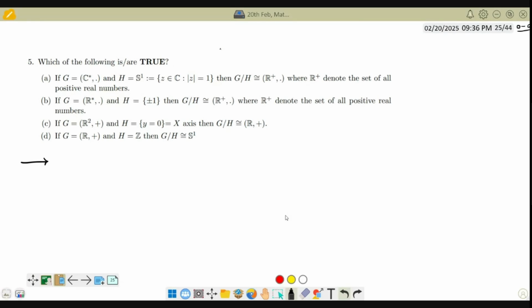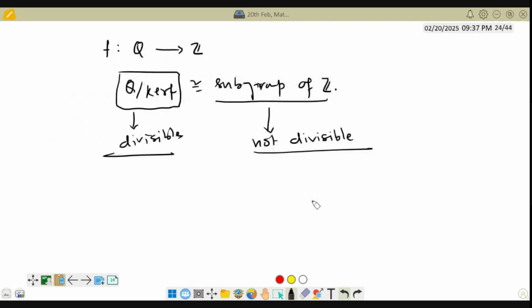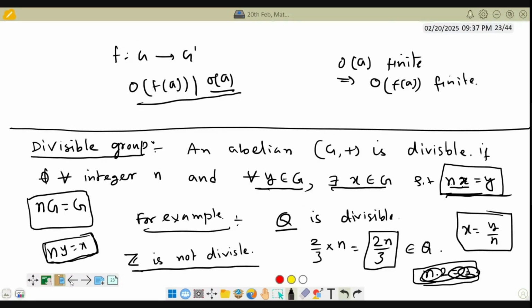Because your operation is now a product. So n times will become the n-th power. Okay, fine. So that will become right. Like, yeah, here for C star.